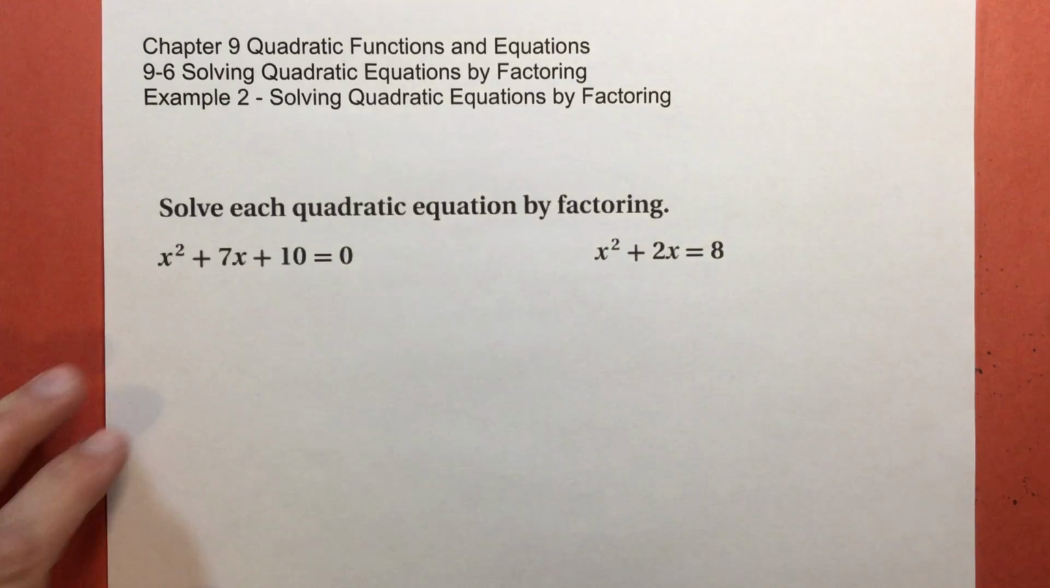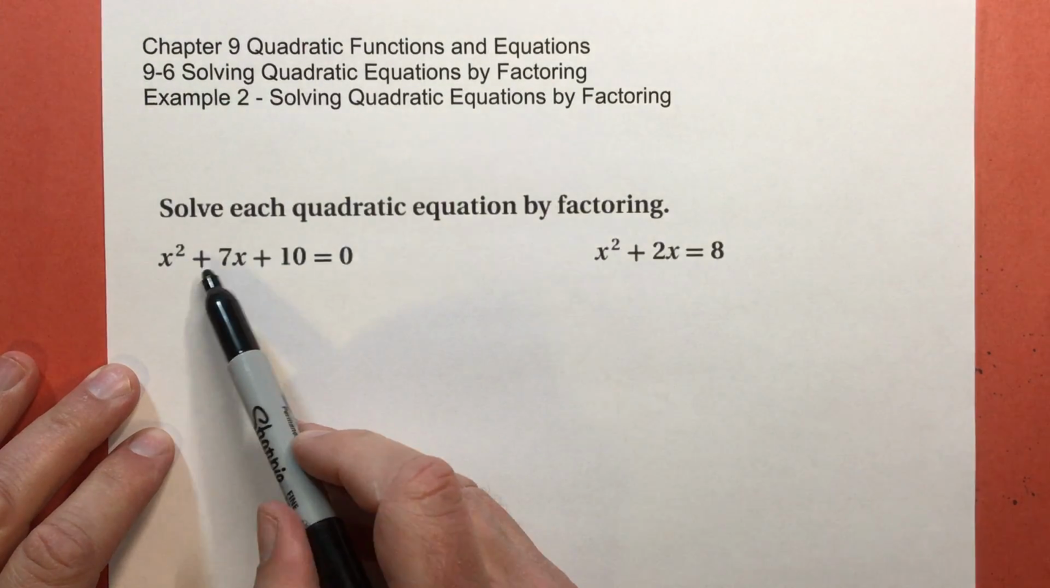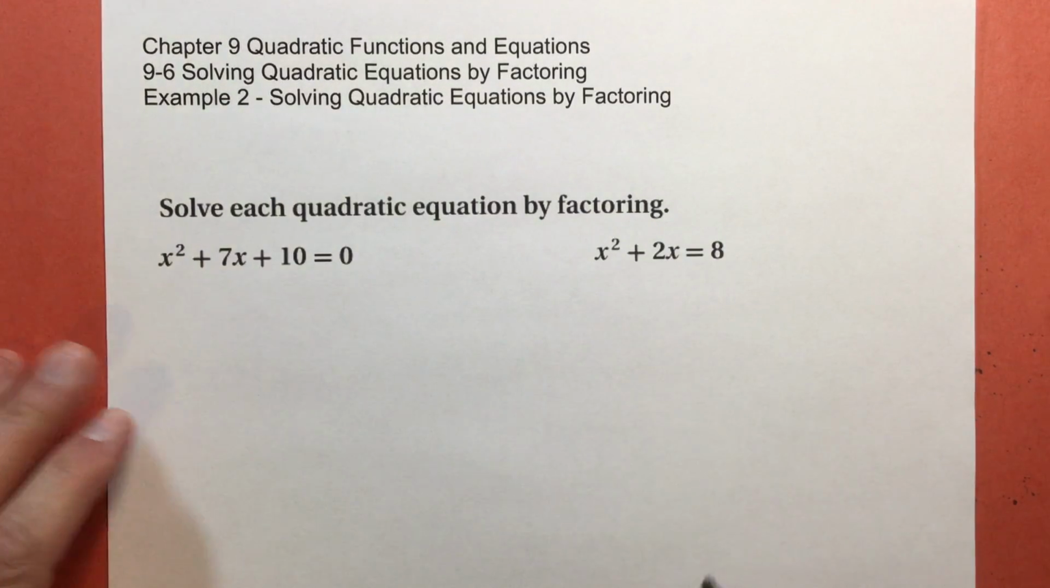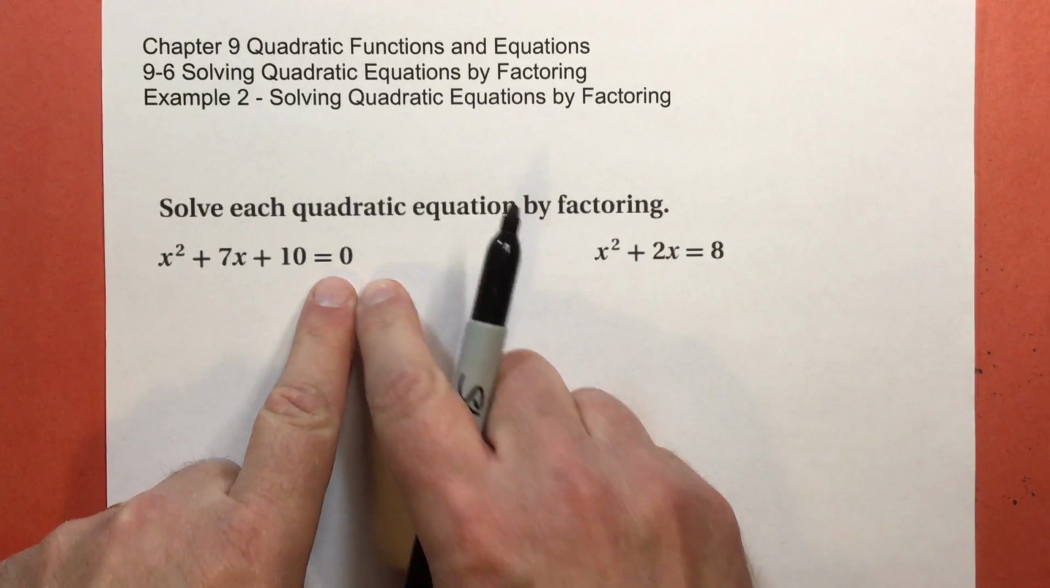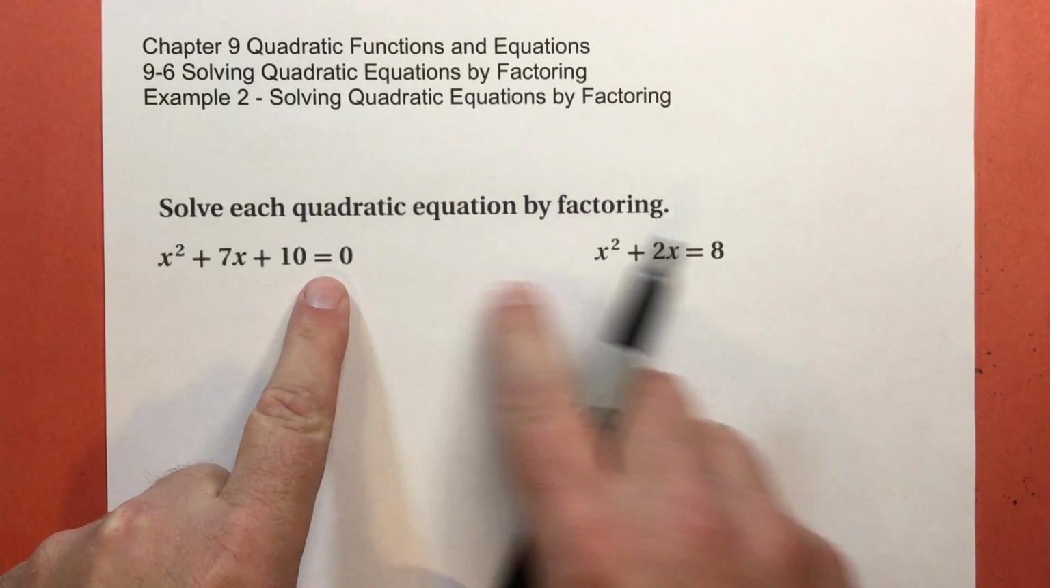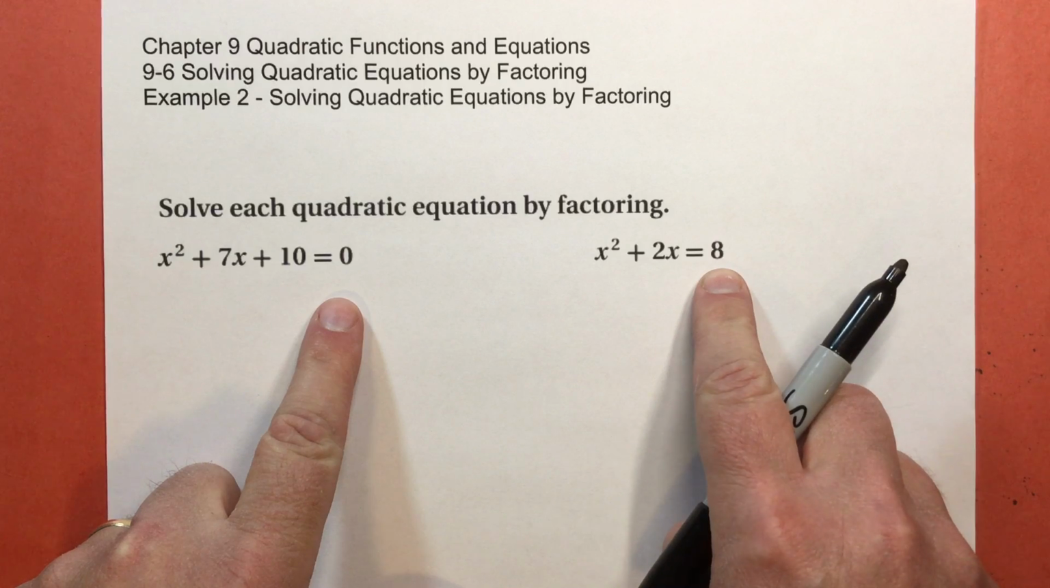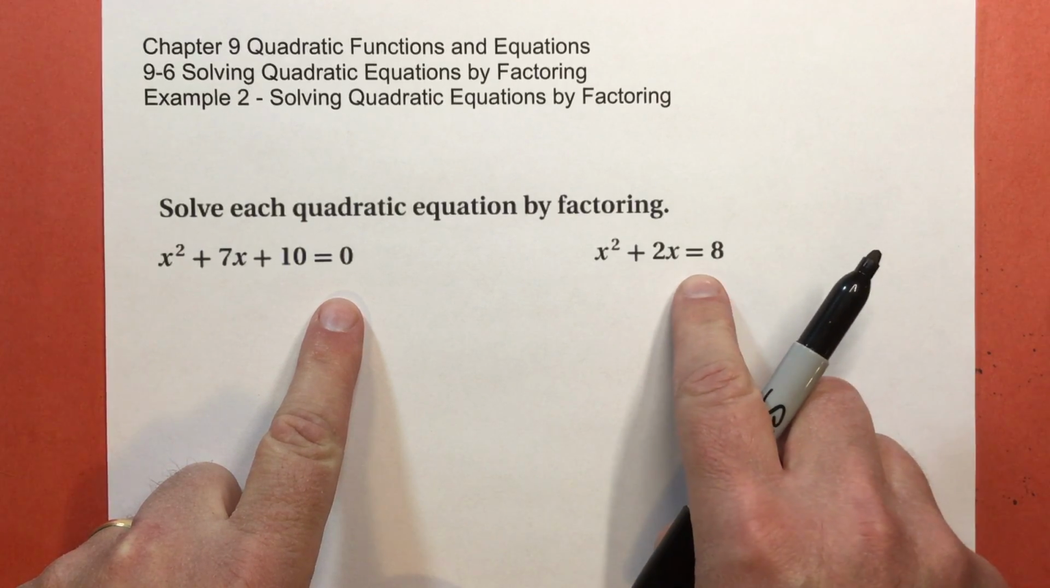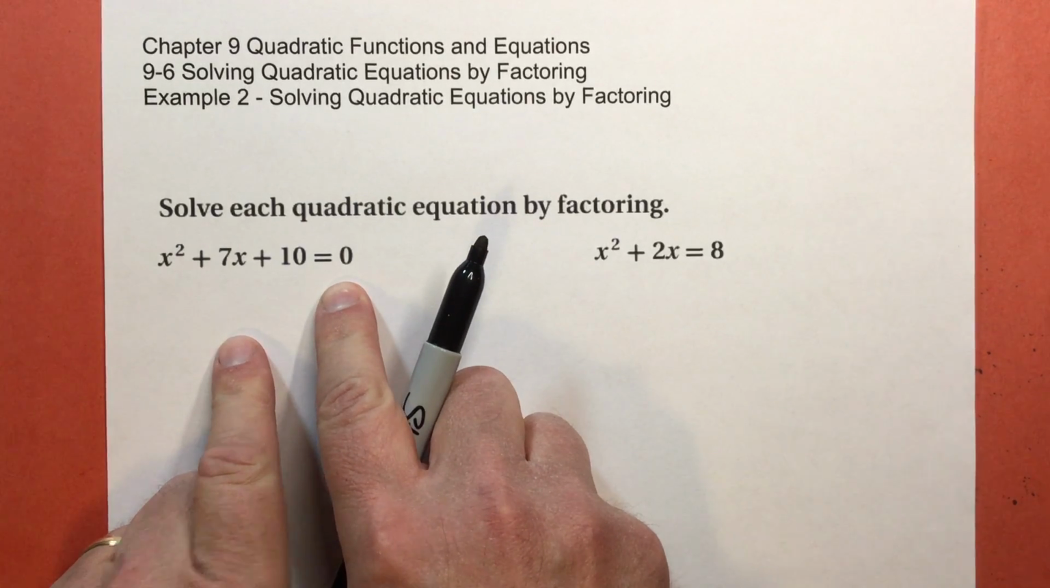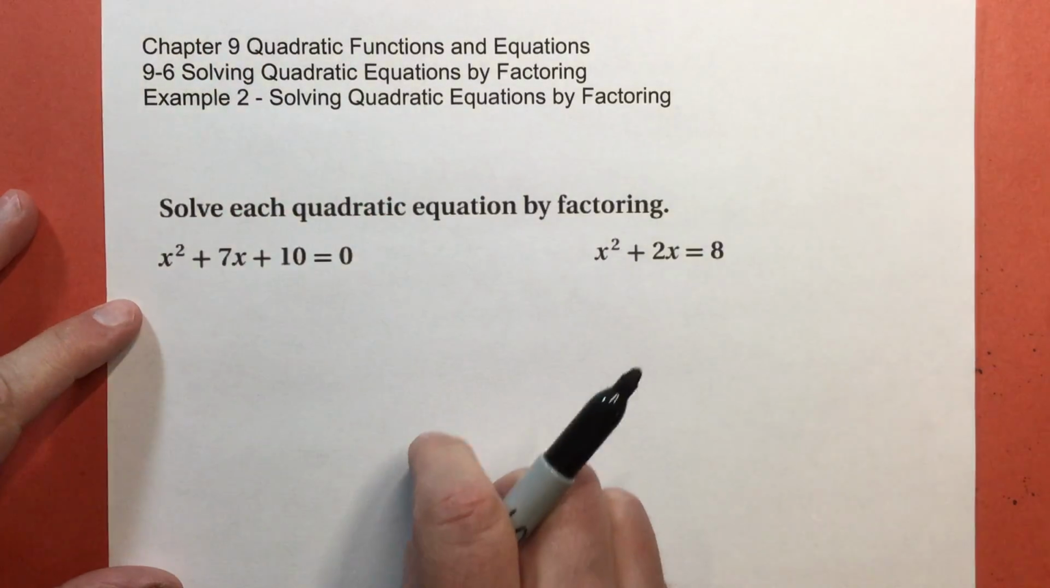All right, so let's start off with this one. We have x squared plus 7x plus 10 equals 0. Now, first of all, I have to have it set equal to 0. Otherwise, my zero product property is not going to work. For the other one, that's not equal to 0, so I'm going to have to do something there. But this one starts off good. I like this, all good.